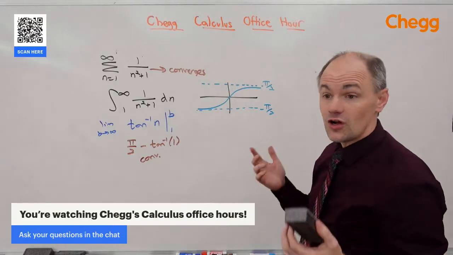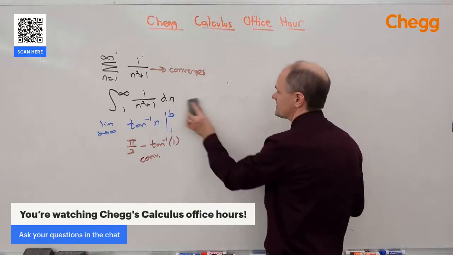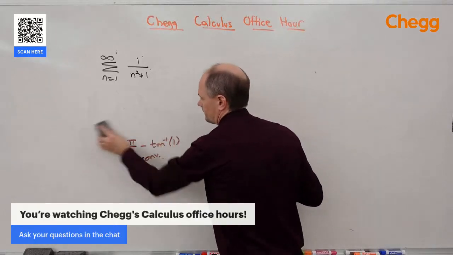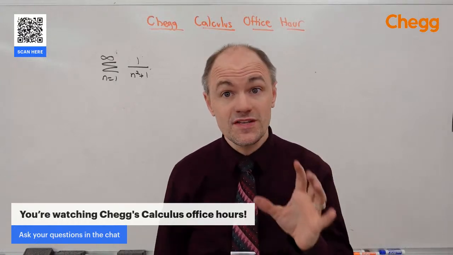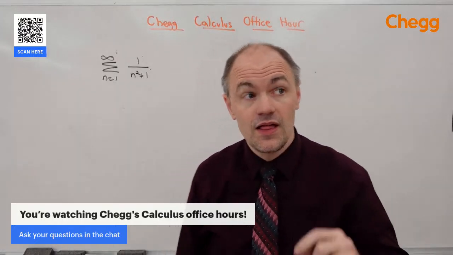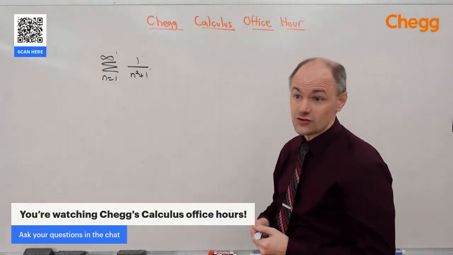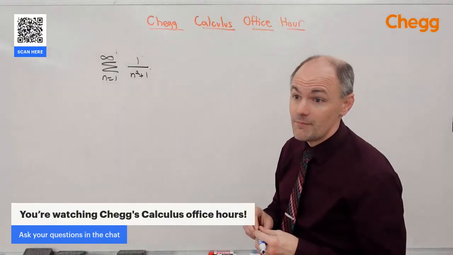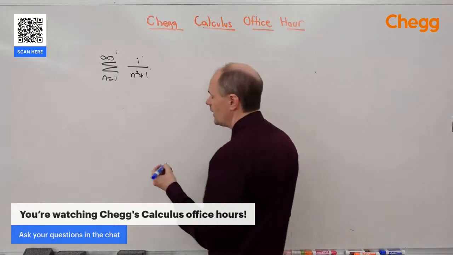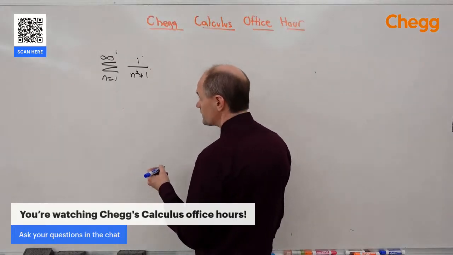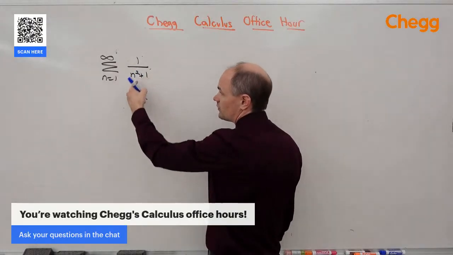Someone had a great comment, though. You could also do a direct comparison test. Yes, let's look at how a direct comparison test works with this one. Now, it turns out most series that you work with can only be solved using one method. This series is going to be nice enough to us that we can solve it using at least 3, possibly many more different methods. All right, so direct comparison. I can compare this directly to a known series, 1 over n squared.